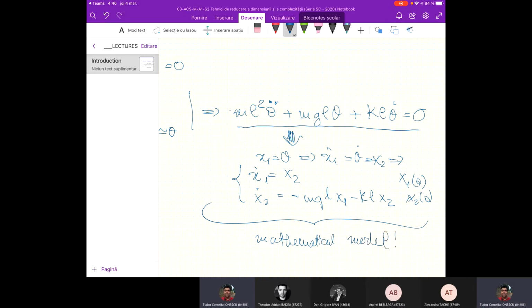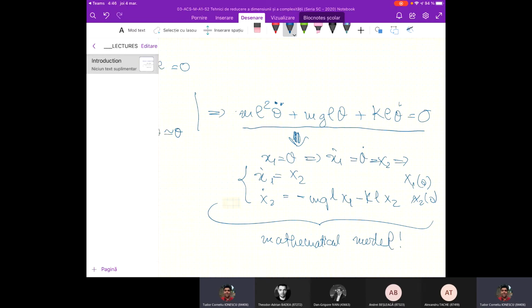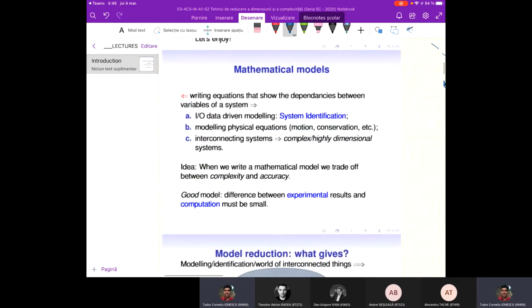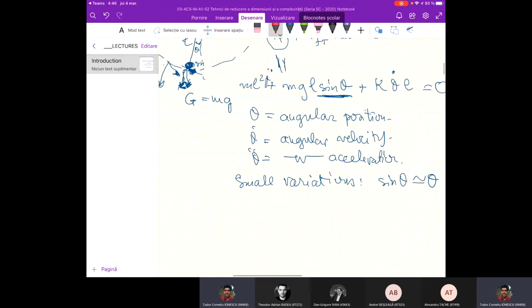Now, how accurate is it and how good is it? That's the question you need to ask yourself. You need to wonder about a mathematical model. You get a mathematical model from data-driven modeling, such as system identification, or from what we have just done now, modeling physical equations. We did point B. Of course, also through interconnecting subsystems, because, for instance, you may have more pendulums or pendula.